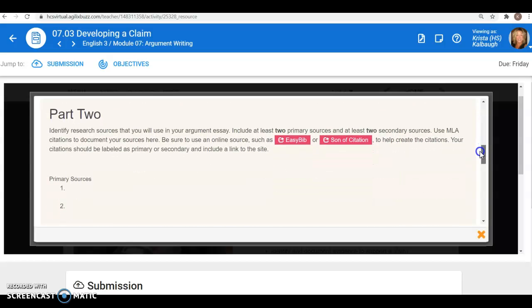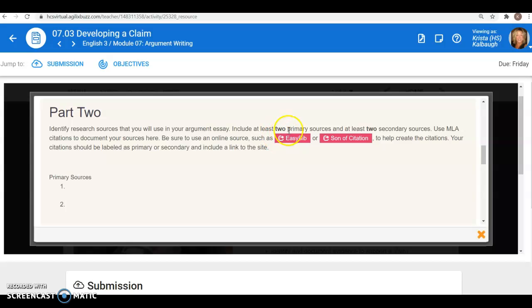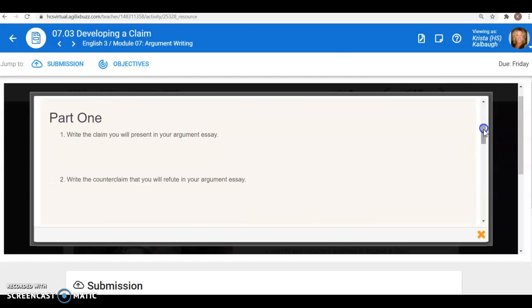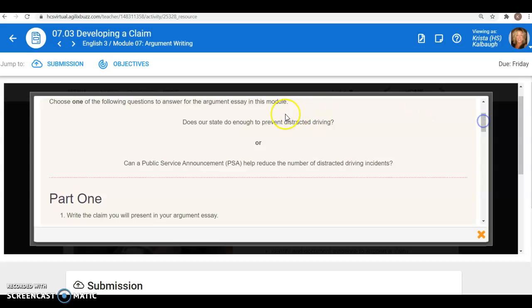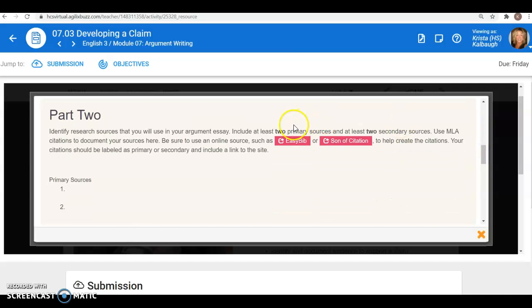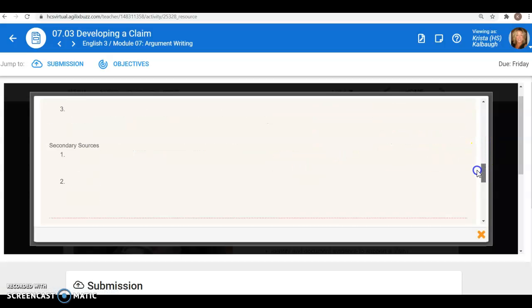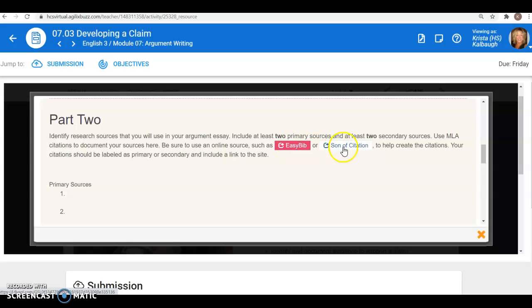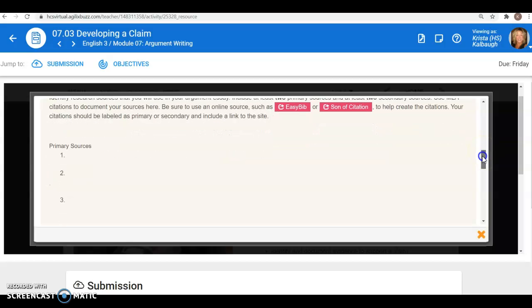All right. So then at that point, you have found four sources, I'm sorry, two primary, two secondary, to research that. Okay, so you're researching whether distracted driving laws help, all right, or public service announcements help. All right, so you're just dealing with one of those. You're finding four sources total, all right, and make sure that you do Easy Bib or Son of a Citation and get the MLA citation for those sources.